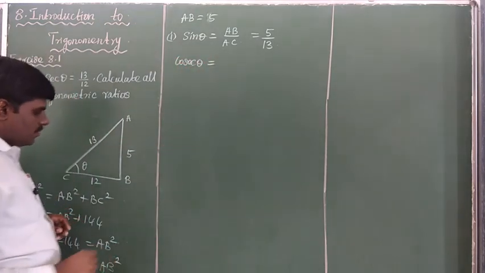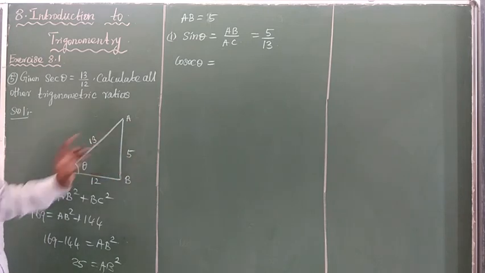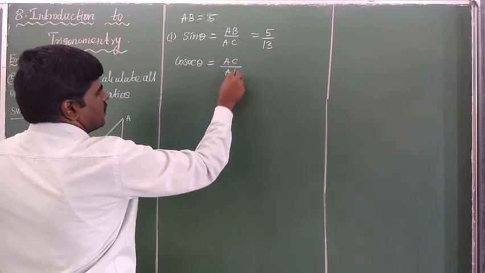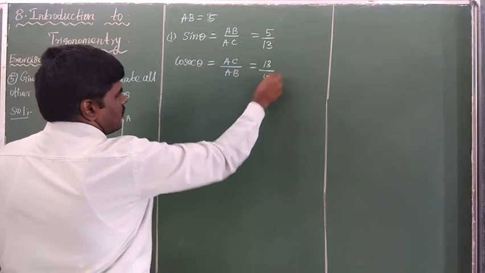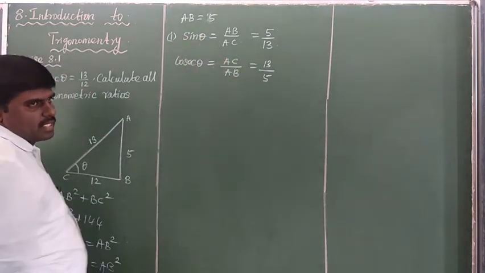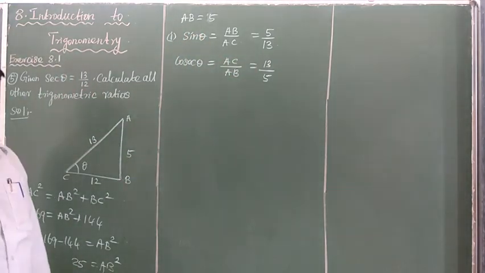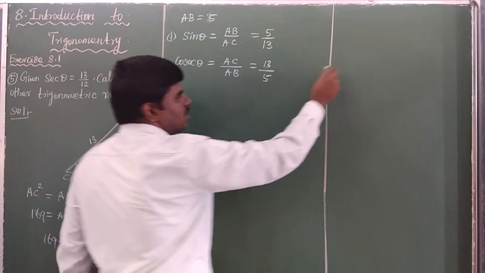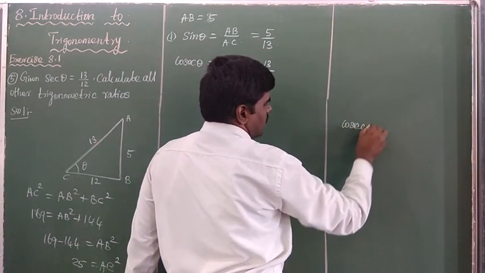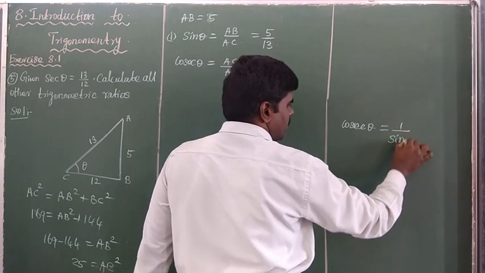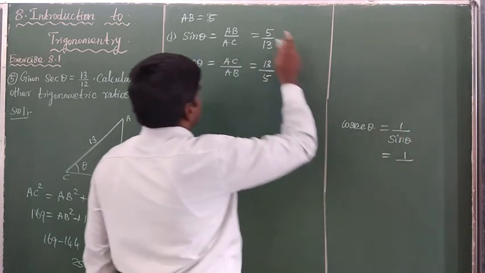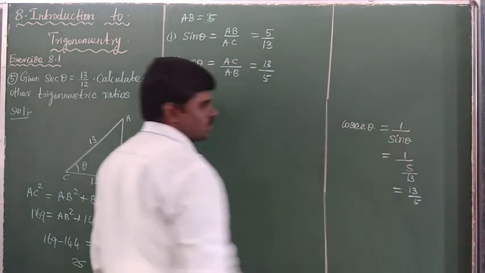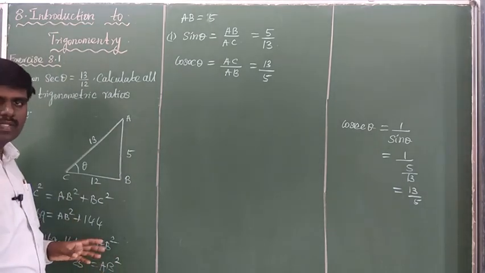Cosecant theta is equal to what formula? Hypotenuse side by opposite side. Is that clear? What's the hypotenuse side? AC by AB. Here AC is 13 by 5. That means sin theta is equal to 1 by cosecant theta. So reciprocal. Okay, you take reciprocal, no problem. Sin theta is equal to 5 by 13, so you will find cosecant theta. Cosecant theta is equal to 1 by sin theta. We know the formula. So here 1 by sin theta. What's the value of sin theta? 5 by 13. That is equal to 13 by 5. You can do it by that method also. No problem. Any one method you have to solve.